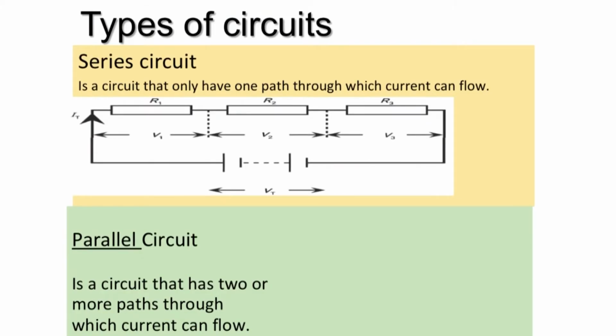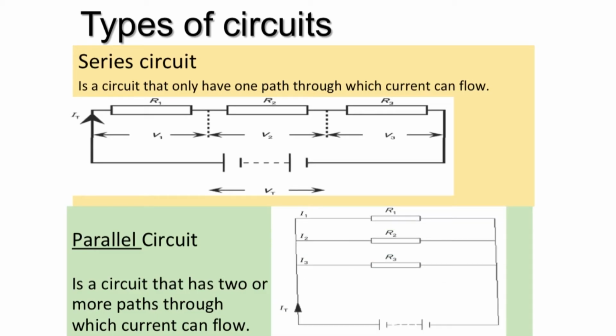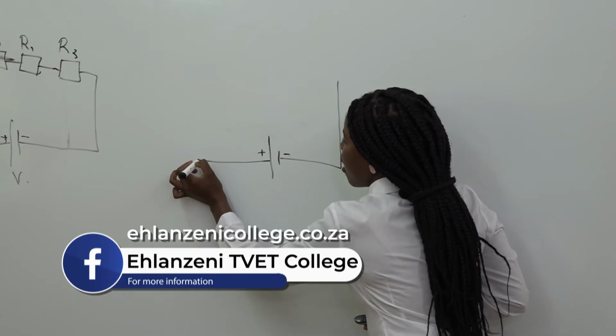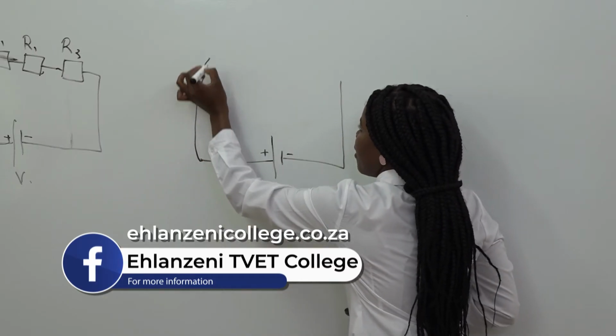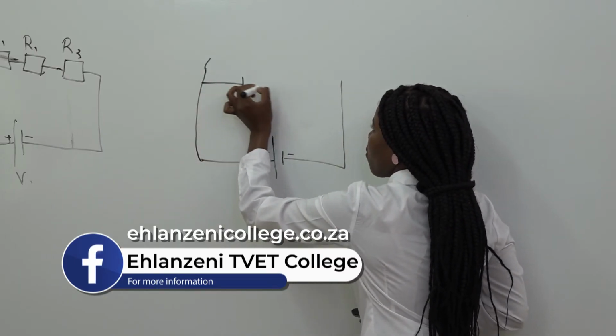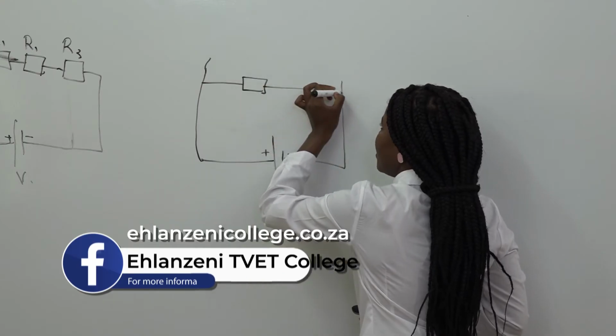So then, we also have a parallel circuit, which we say is a circuit that has 2 or more paths through which current can flow. So if we say it has 2 or more paths, we mean that we have our power supply. We have our power supply. Therefore, we have our resistor.